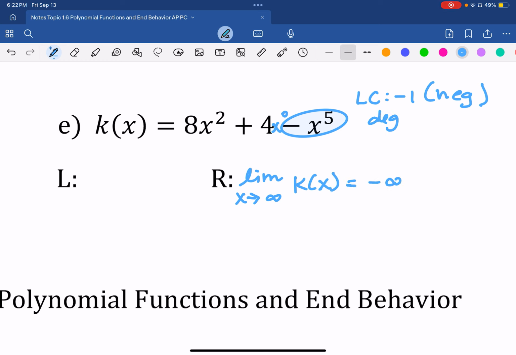Now the degree is 5, which is odd. So I know the left side is going to go in the opposite direction. So the limit as x approaches negative infinity, k of x equals positive infinity.